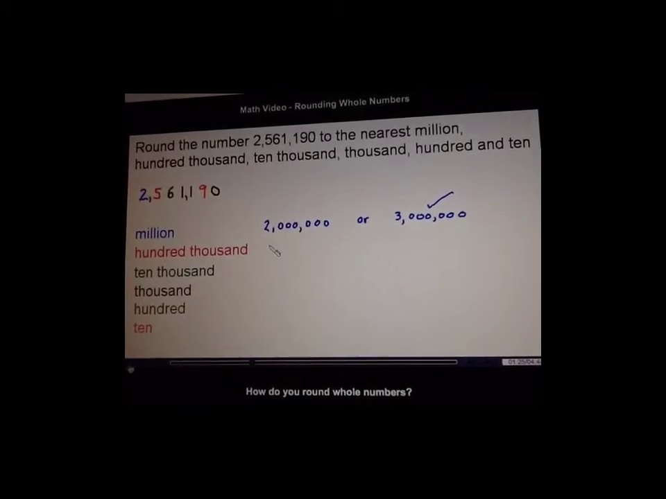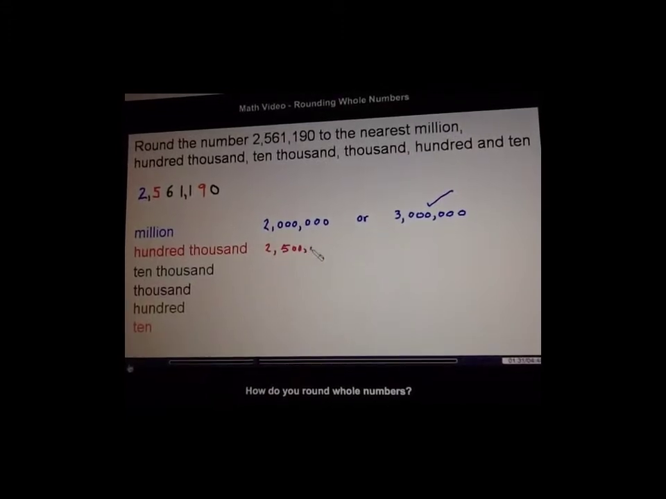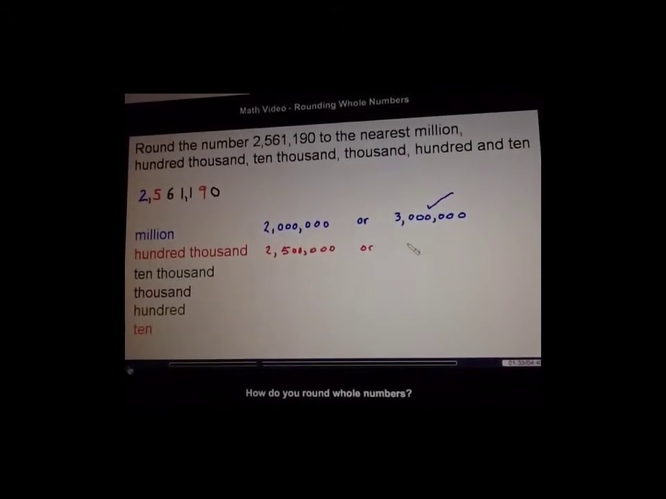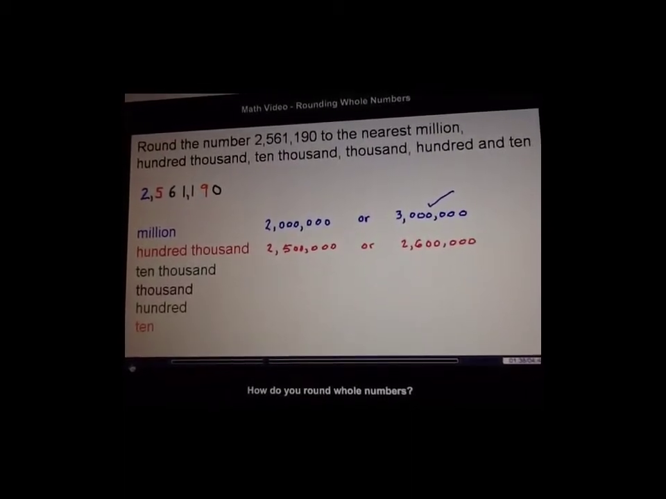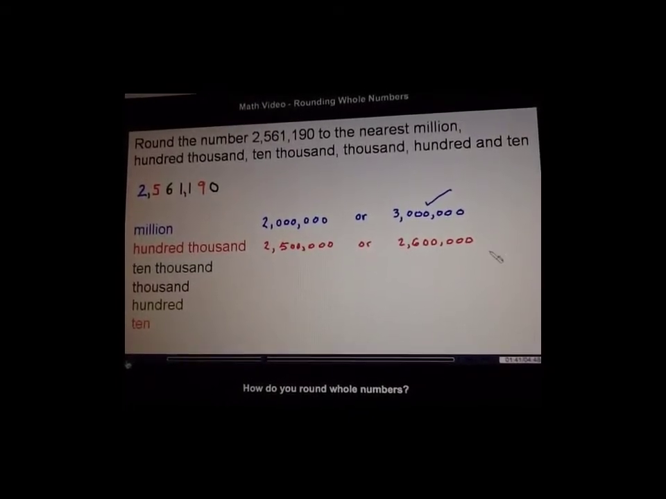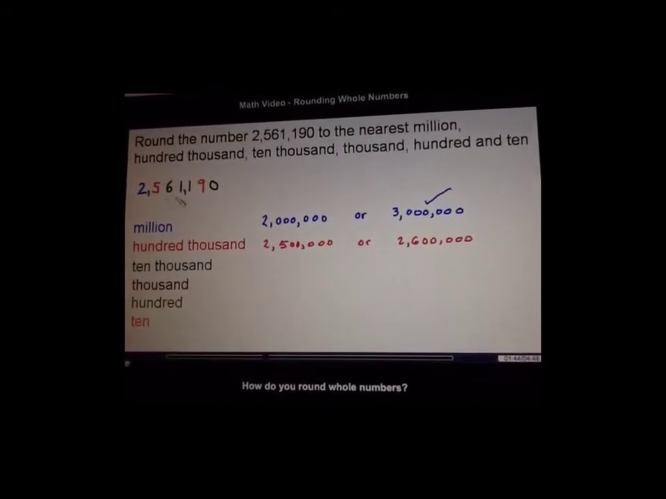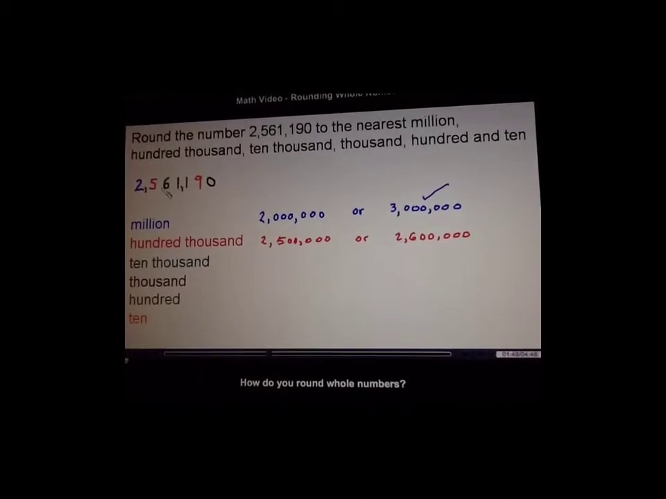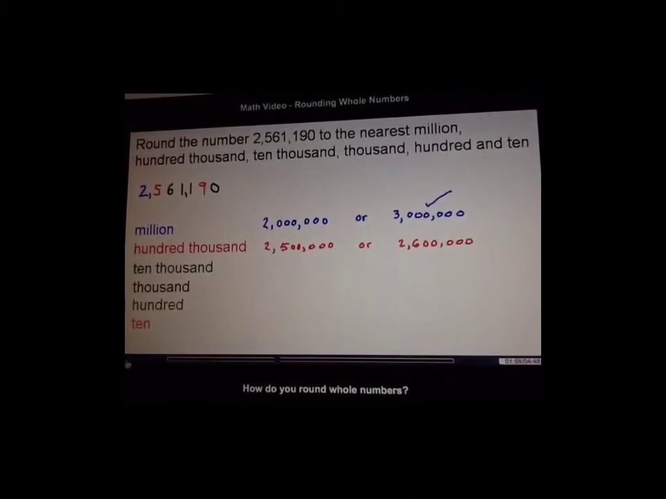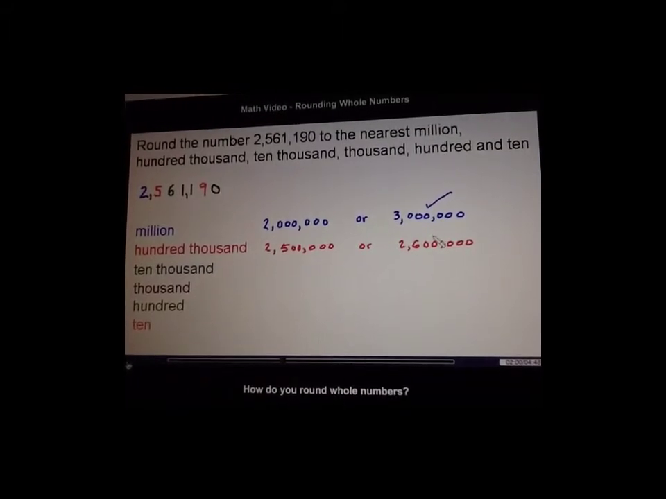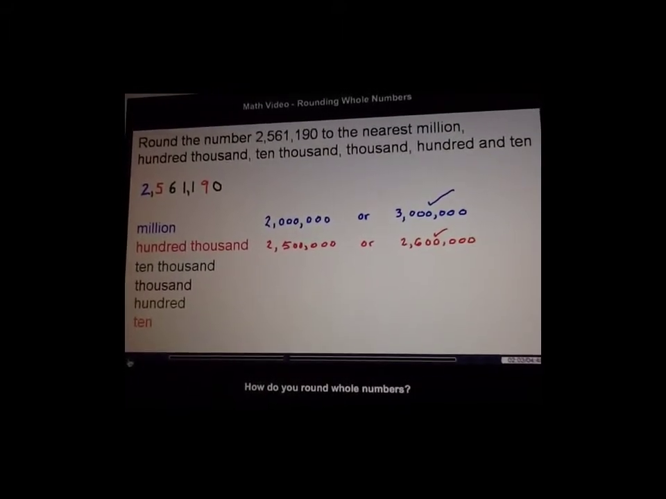So our rounded number is either going to be 2,500,000 or 2,600,000. So our number falls between these two values. So we look at the digit next to the 100,000s place, the 10,000s digit, and it's a 6. And since 6 is greater than 5, we're going to round up. So rounding our number to the nearest 100,000 will give us 2,600,000.